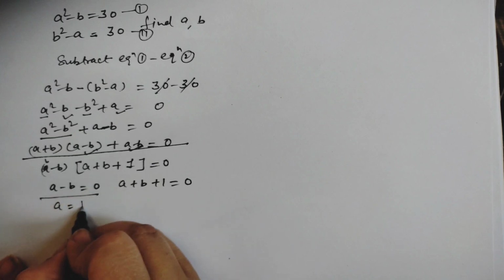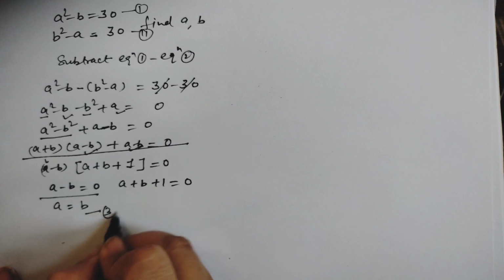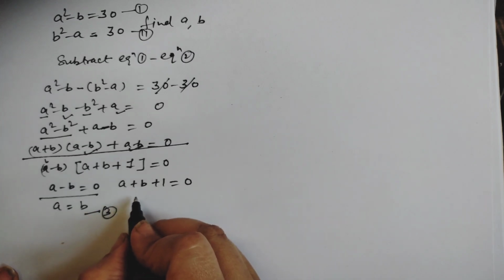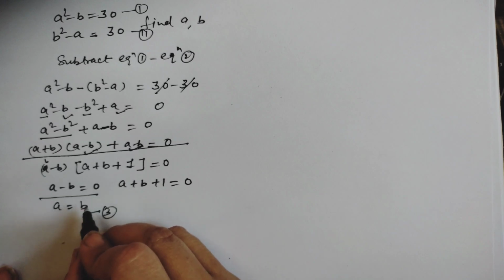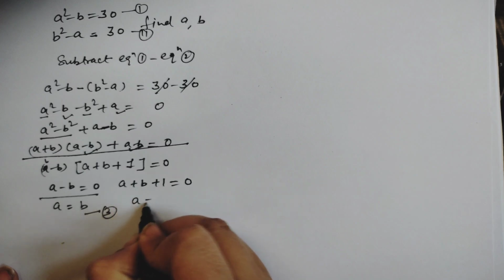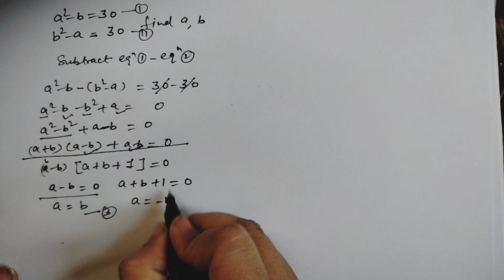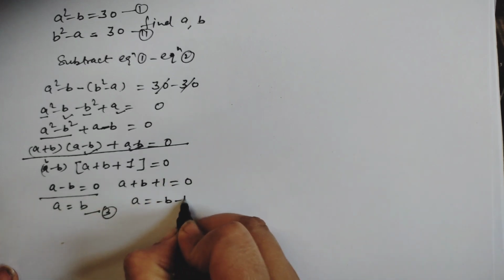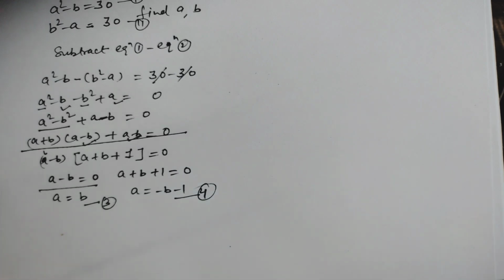Now the value of a: a equals b, b goes to that side, so a equals b, and this is equation number 3. First we will find the value of a, then we will find the value of b. Now a equals minus b, and the 1 goes to the right hand side, so it is also minus 1. So this is equation number 4. So we have equations 1, 2, 3 and 4.